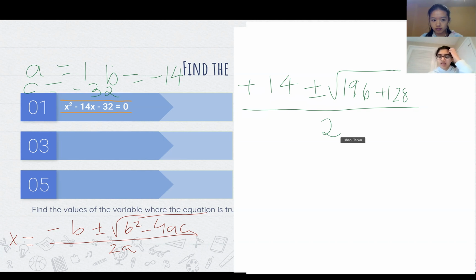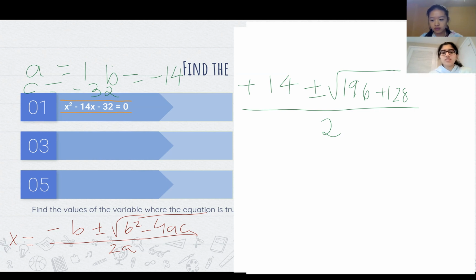And okay, to answer the question in the chat, a is not always 1, right? A can be any value. So it can be like 5x squared minus 14x, or 1,500x squared minus 14x, or like 0.0005 or something, right? But it can be any value. So yeah, it's a coefficient to x squared.